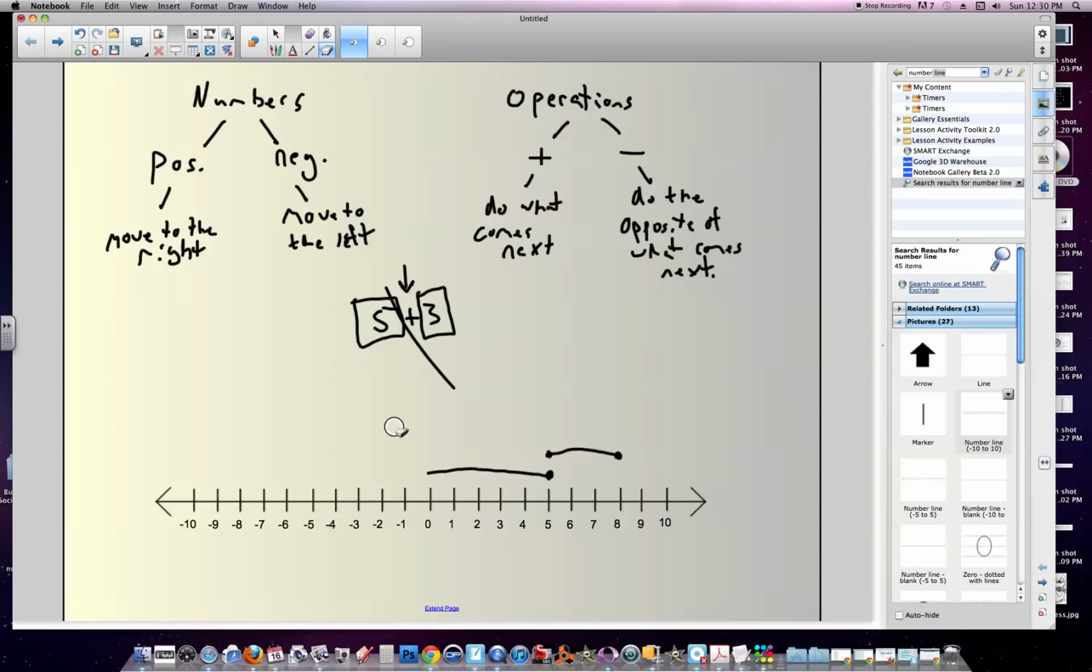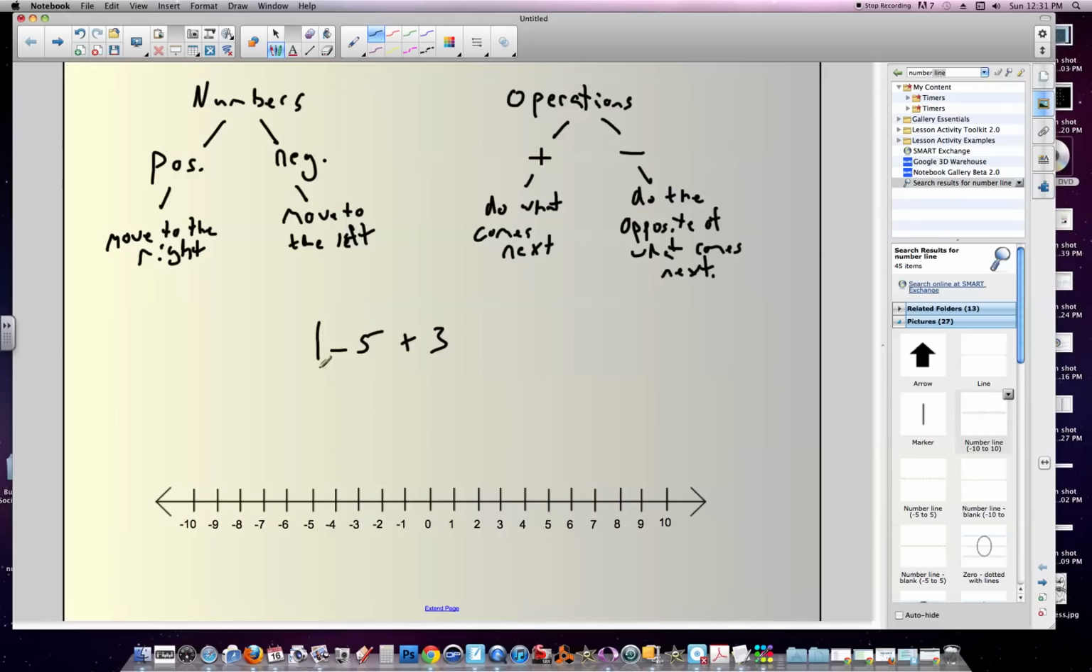Now let's take a look at another problem. What if I gave you the problem negative 5 plus 3? Well, once again, what's our first number? Negative 5. What direction do negative numbers go? They move to the left. Now what's our operation? It's a plus sign. That means do what comes next. And what does come next? It's a positive 3. So our answer comes out to be negative 2.